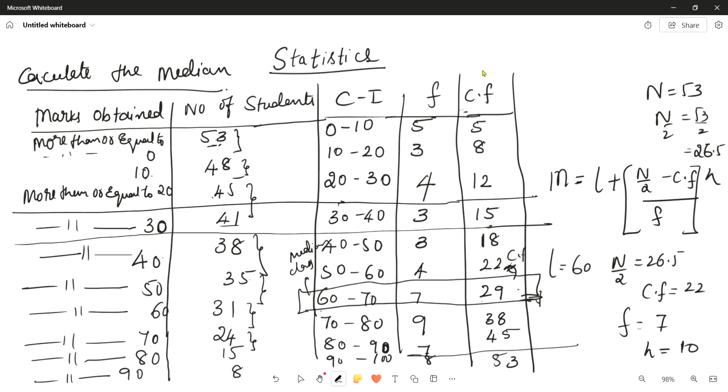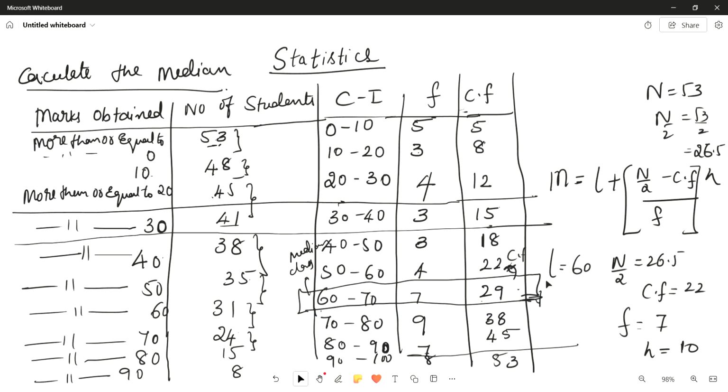I'm not understanding why you people are getting confused. Median and mode are so easy, no? In the CF column, n by 2, first select n by 2. First, n is what? The sum of all the frequencies, that is 53. N by 2 is 26.5. For the median, in the CF column select the value more than n by 2, that is 29. This will be the median class, that's all.